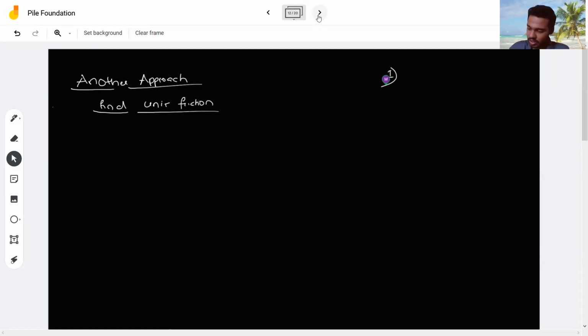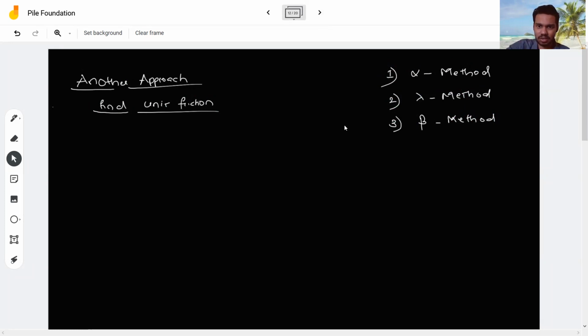The three approaches which we are doing now: approach number 1 is called the alpha method. Second approach is called the lambda method, and the third approach is called the beta method. It's very easy. You have 3 more formulas that you have to see. Formulas are damn easy. It's not so hard. So let me go with approach number 1, that is your alpha method.